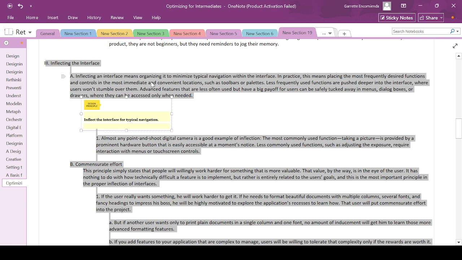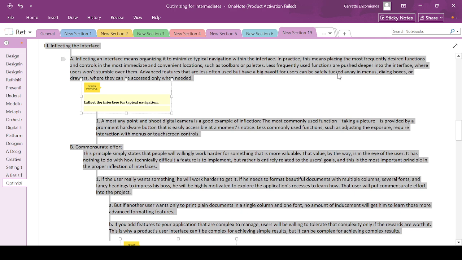Inflecting an interface means organizing it to minimize difficult navigation within the interface. Again, minimizing excise so that we can provide that magic to the customer while achieving their goal. In practice, this means placing the most frequently desired functions and controls in the most immediate and convenient locations, such as toolbars or palettes.